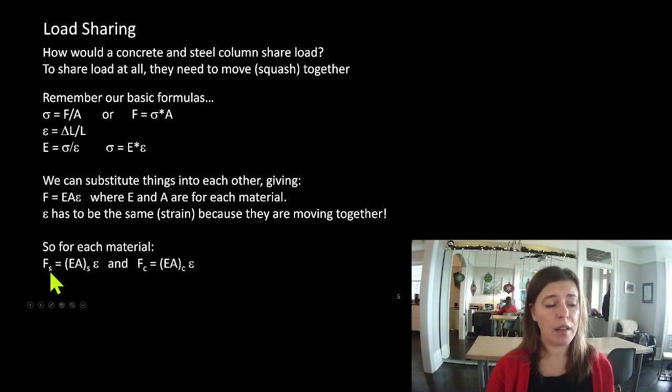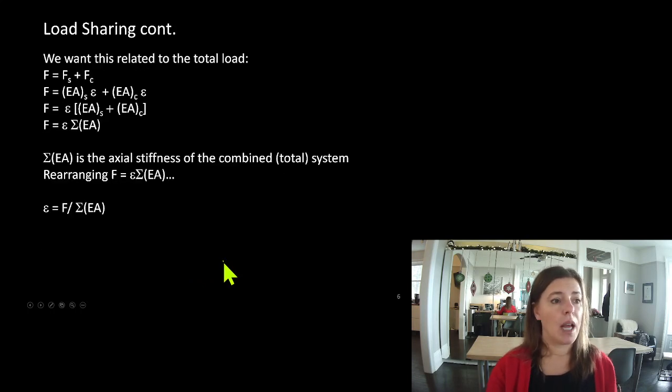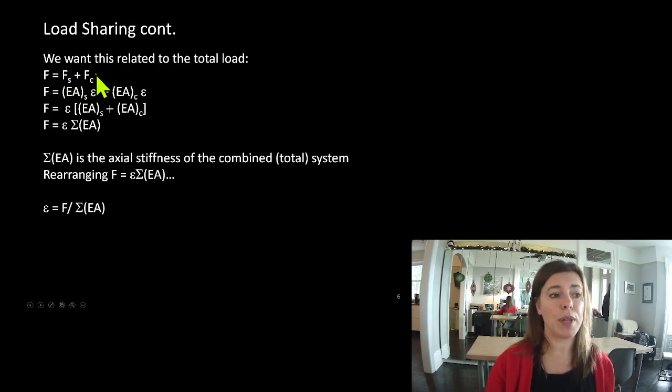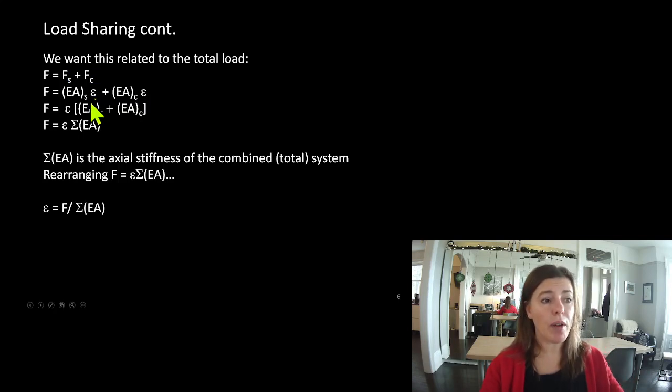So for each material, the force in the steel equals EA steel times the strain, and the force in the concrete equals EA concrete times the strain. But the strain is the same for both. Okay, the total load is the load in the steel plus the load in the concrete. We only have a certain amount of load and it's shared out between the two, and we want to figure out what that division is. Well, we know the load in the steel was EA steel times the strain, and the load in the concrete was EA concrete times the strain. And the strain is the same for both.